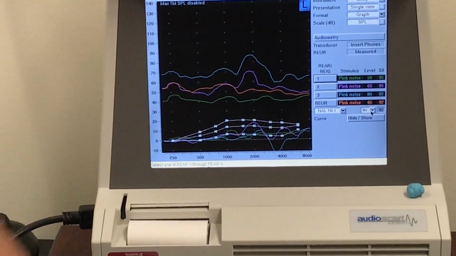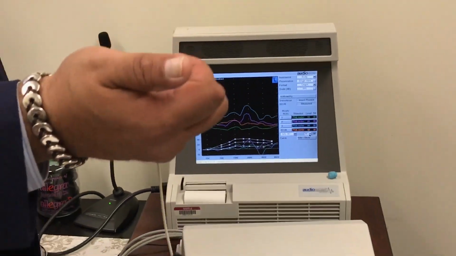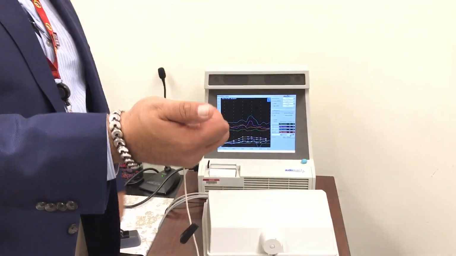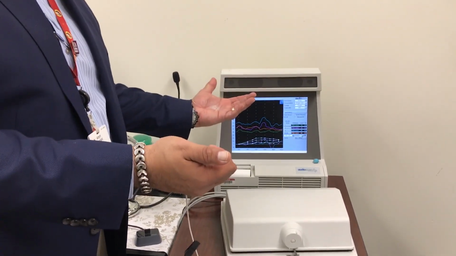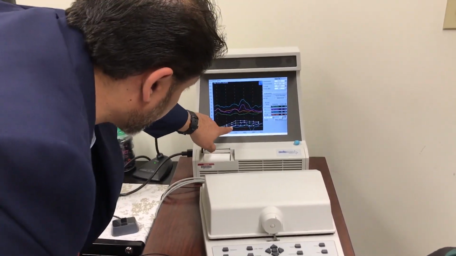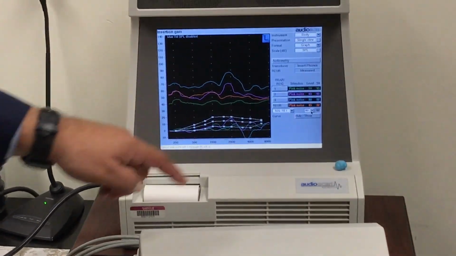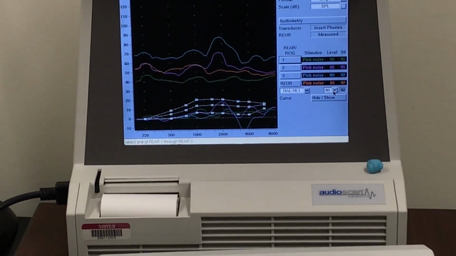The reason I'm getting this gain is because what? This is a linear system. There's no compression here whatsoever. Okay? And then you can actually see where you're meeting target and where you're not meeting target.